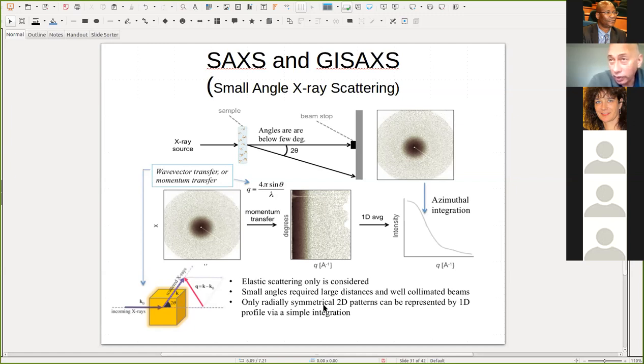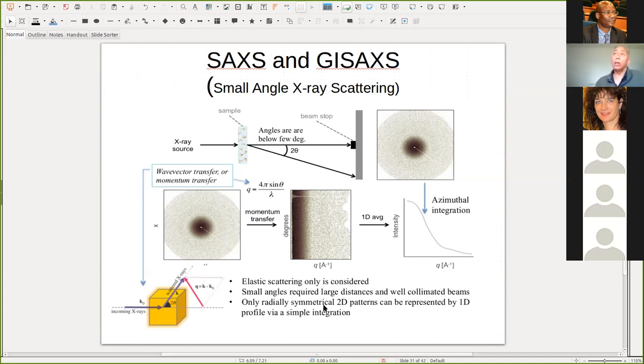So, small angle X-ray scattering. At the end of the day, everything is a Fourier transform of the electron density. But sometimes you can optimize for one kind of experiment or another. And there's a class of experiments where, let's suppose, you're looking at objects that are on the nanometer scale, say, for example, long wavelength.